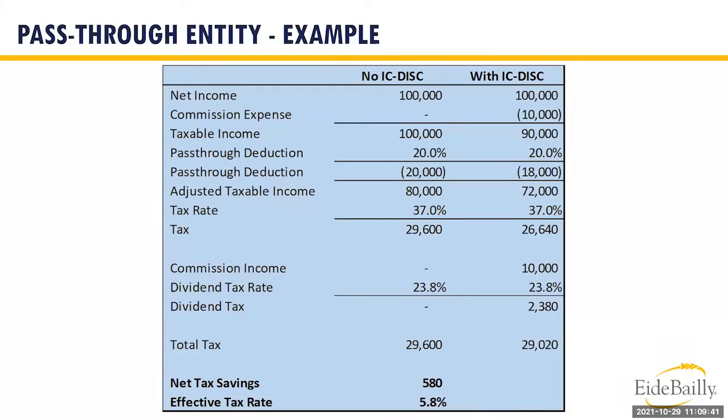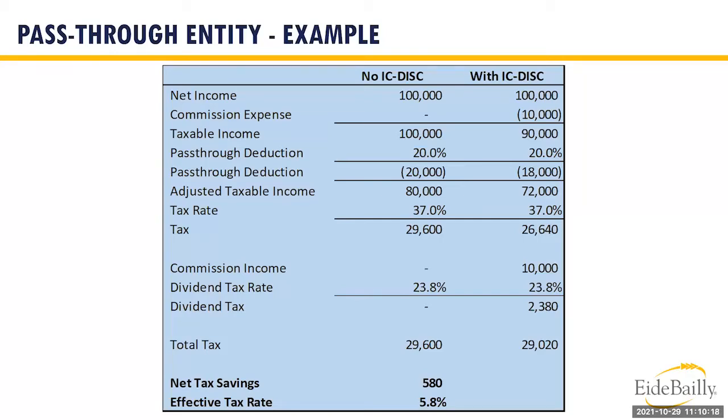So let's look at an example of the flow-through, pass-through entity with some numbers here. On the left column, we assume we do not have an IC-DISC. We would have, for this example, $100,000 of net income. We receive that pass-through deduction, the Section 199A deduction of 20%. So that gives us adjusted taxable income of $80,000. And that would be taxed, assuming the highest marginal rate, 37%, the total tax would be $29,600.